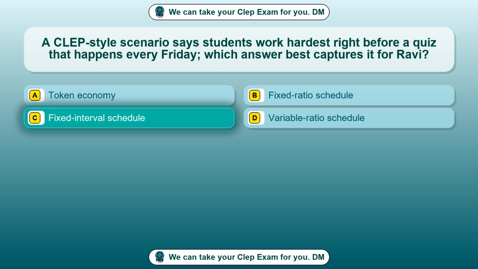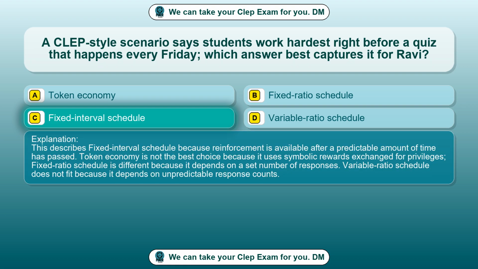The correct answer is option C, fixed interval schedule. This describes fixed interval schedule because reinforcement is available after a predictable amount of time has passed. Token economy is not the best choice because it uses symbolic rewards exchanged for privileges. Fixed ratio schedule is different because it depends on a set number of responses. Variable ratio schedule does not fit because it depends on unpredictable response counts.